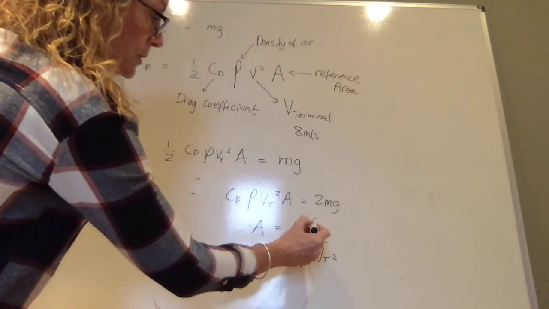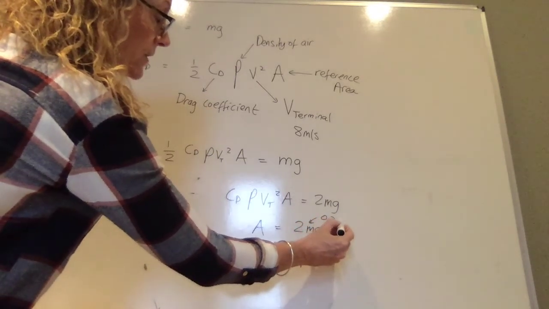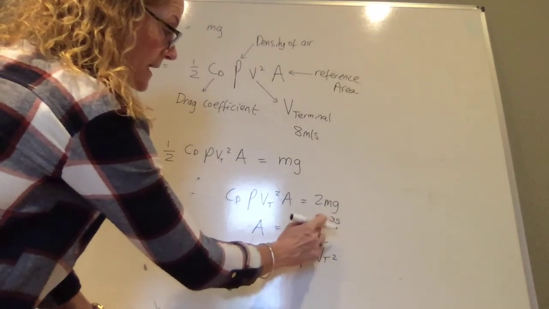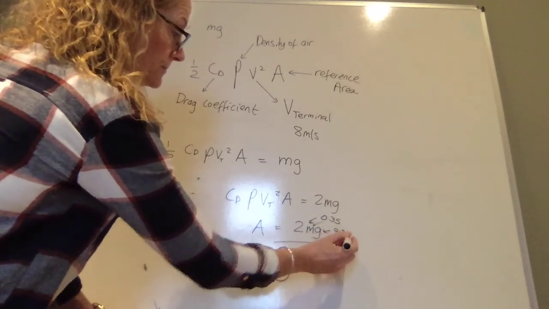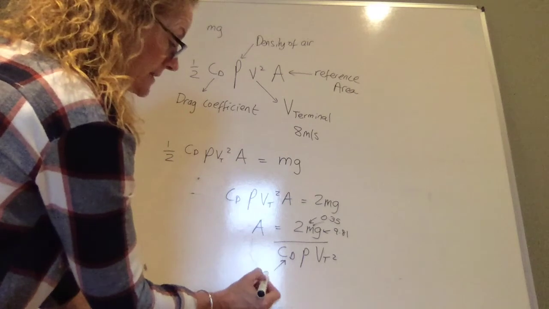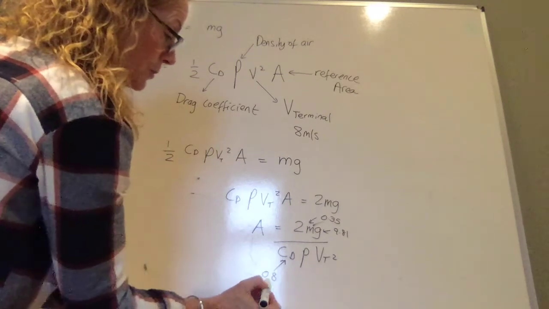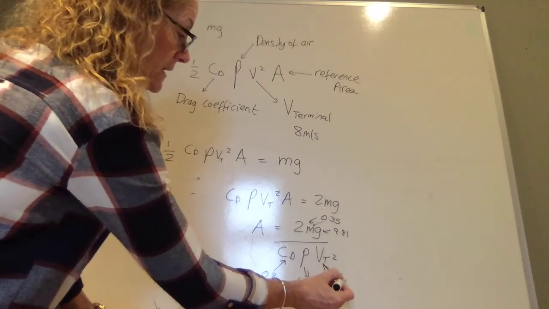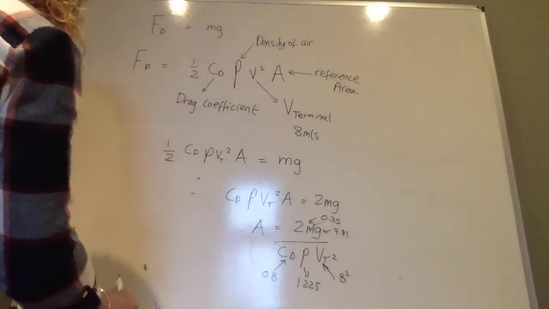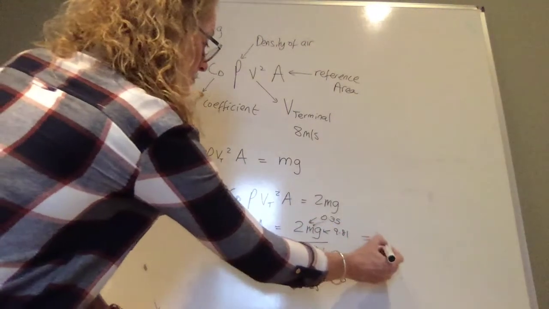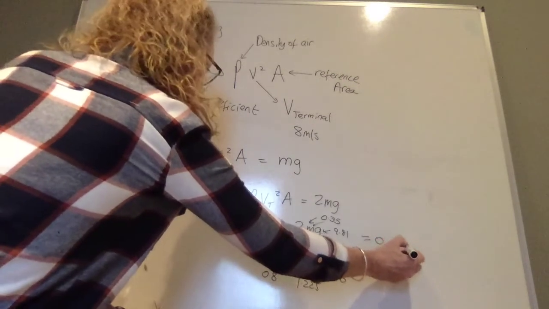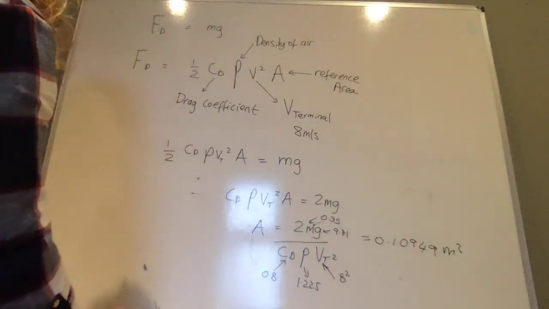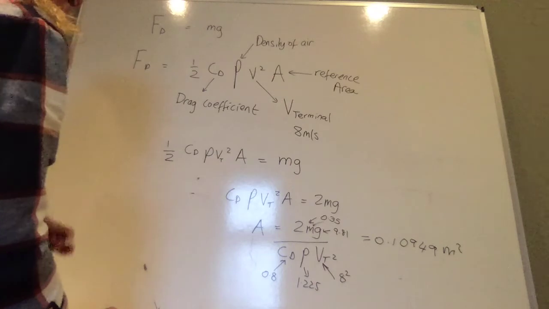Now let's put everything in. Our can, maximum weight of our can is 0.35 kilograms. That's m. g is 9.81. CD we will take for a hexagonal parachute, flat, 0.8. Rho is 1.225 and Vt squared is 8 squared. Okay, now that leads to an area of 0.10949 meters squared.